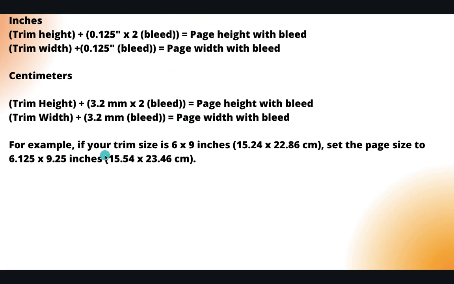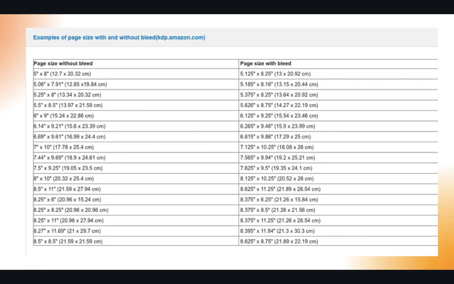Okay, so for example, if your trim size is 6 by 9 inches, that means 6 plus 0.125, that is 6.125 by 9.250. Okay, when you convert into centimeters, it will be here. It is a kind of mathematics obviously, so you can do it by yourself if you want to. But if you do not want to, again I'm saying, you can take a screenshot of this page, save it, and use it whenever you are creating your new book, and you can decide how to calculate the page size with bleed or with no bleed.